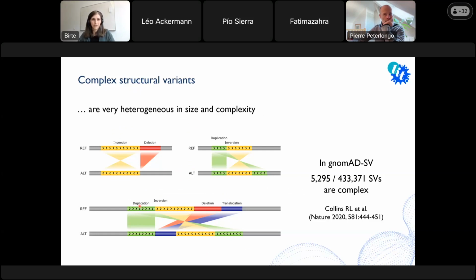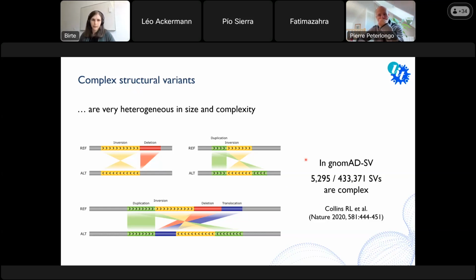When I talk about complex structure variants, people often ask me how many there actually are in the human genome. There are not many per genome, but I think it's still an interesting class of variants. In gnomAD-SV, for example, and this was solely based on short read sequencing data, Collins and others discovered more than 5,000 complex variants out of the 433,000 SVs they described. So it's still a considerable number if you look at many genomes, and I think we should include them when we study the causes of diseases. And they are still an important class of variants.